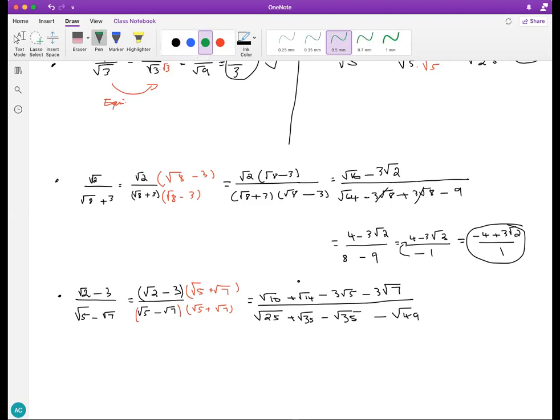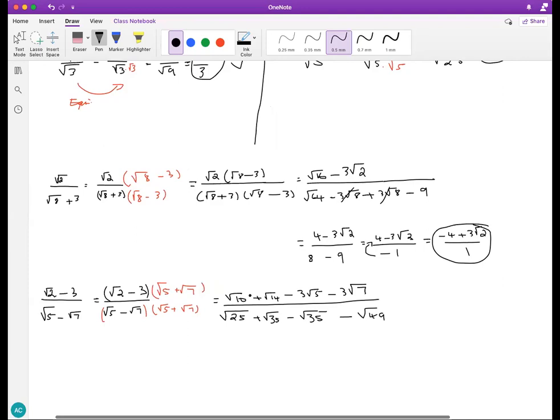Okay, so let's simplify now. Radical 10 is just radical 10. Even if you break it down into 2 and 5, it's not going to help. 14 is just 7 and 2. None of them will be a perfect radical, so it's not going to help. This is already simplified. This is already simplified. So there is nothing you can do here.